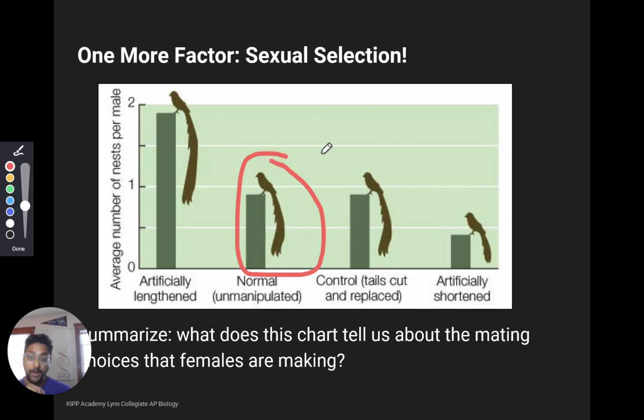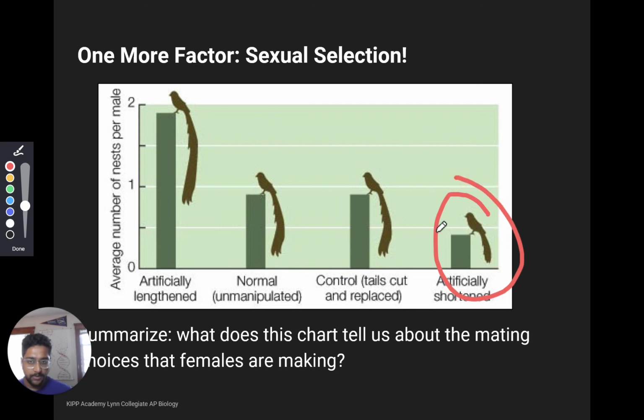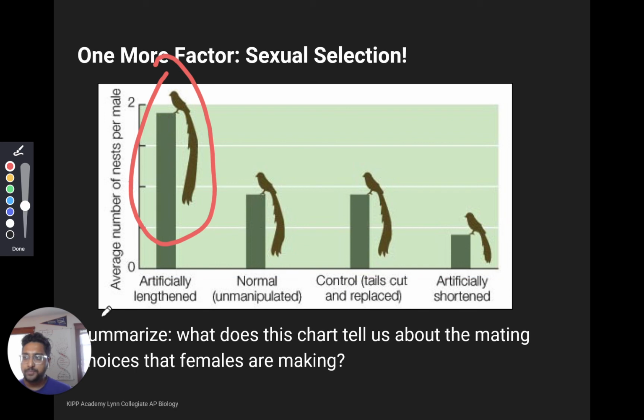And then we actually have a second control factor here where the tail is cut off, but replaced by a fake tail with the same length. And we saw that as a result, their average number of nests, or the amount that they reproduce, is about the same. So these two have the same number of nests. When you artificially shorten the willow bird, they don't reproduce as much. And then when you artificially lengthen, it does reproduce a lot, which is really interesting and very cool, because it shows us that just the factor of having this tail makes it more likely to mate.